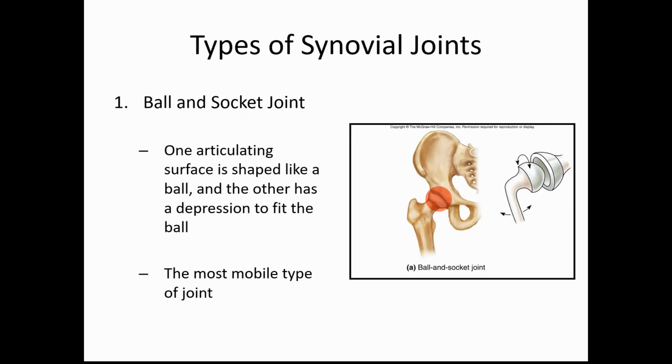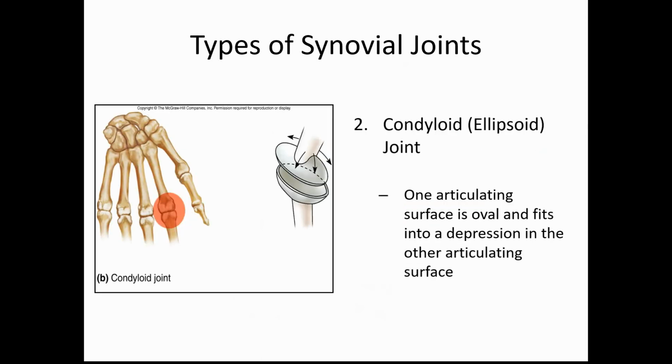Here's our ball and socket joint. One articulating surface is shaped like a ball and the other has a depression where the ball fits. It is the most movable type of synovial joint. A condyloid joint is where one articulating surface is an oval and it fits into a matching depression on the other articulating surface. It's limited in its motion. It cannot rotate as the ball and socket did. We can do lateral flexion. We can bend it back and forth, but we cannot spin it in place.